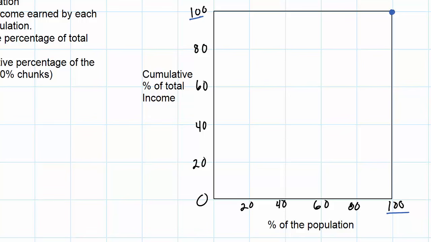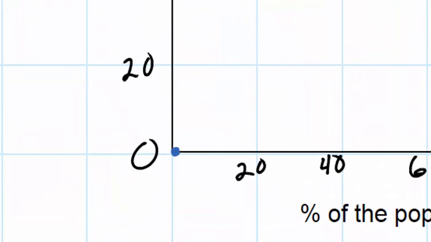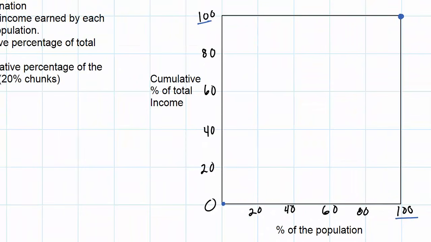Another assumption is that 0 people in a country earn 0% of the income. In other words, the total income earned by nobody is nothing. So a second point that will occur on every country's Lorenz curve is a point down here at the origin where 0% of the population earns 0 income. Every country's Lorenz curve, therefore, will have a line, what we call a line of equality, connecting these 2 points.